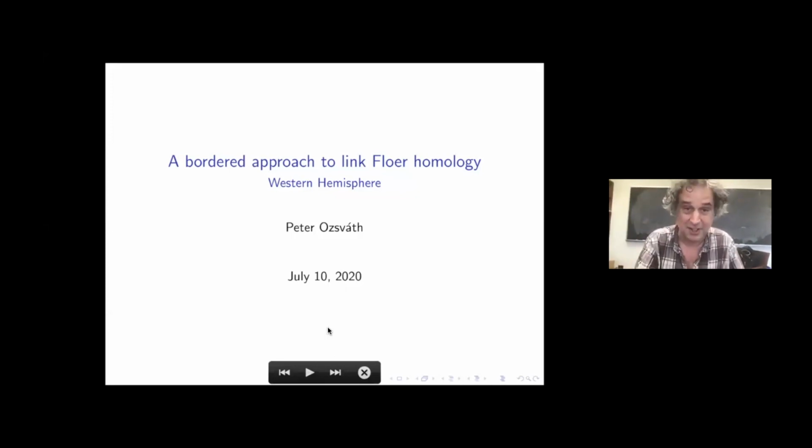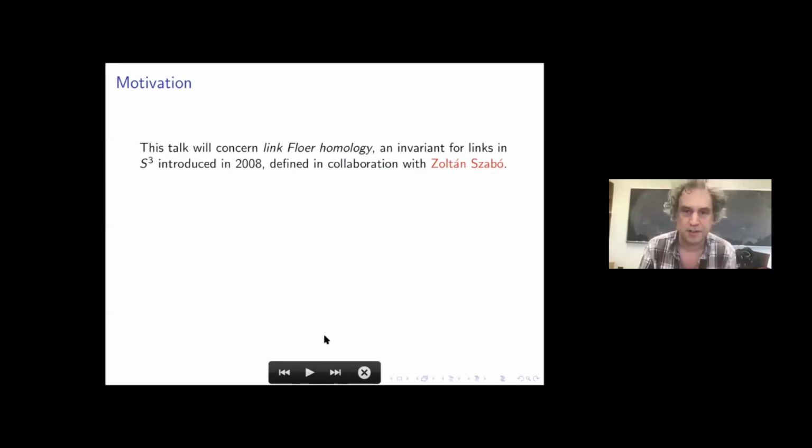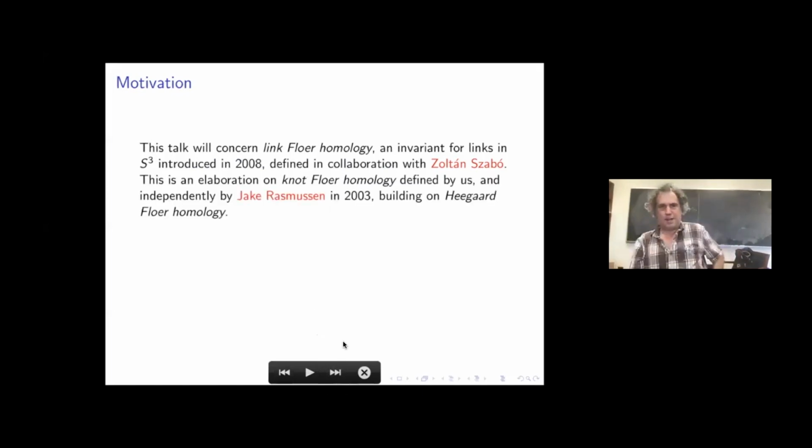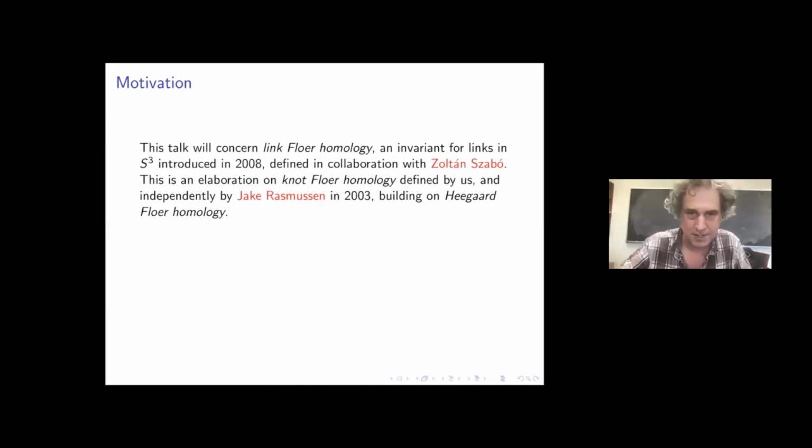This is wonderful. Okay, so I'm going to talk about a bordered approach to link Floer homology. This talk will concern link Floer homology, which is an invariant for links in the three-sphere. It was introduced at some point, defined with Zoltan Szabó, and it's an elaboration on knot Floer homology, which was defined by us and independently by Jake Rasmussen in 2003, building on Heegaard Floer homology.